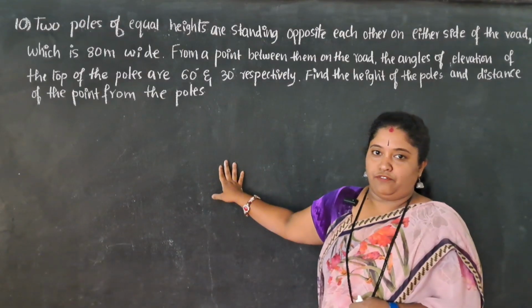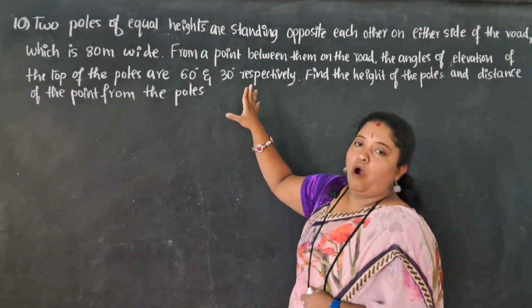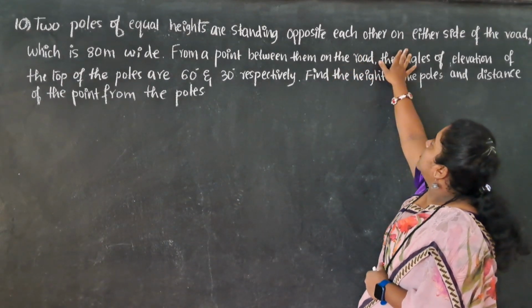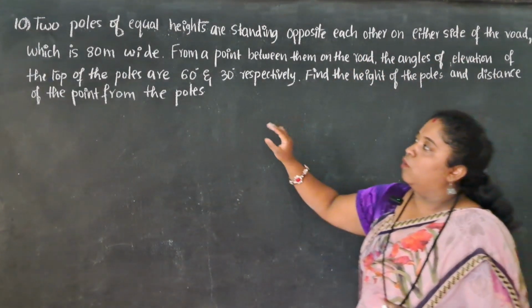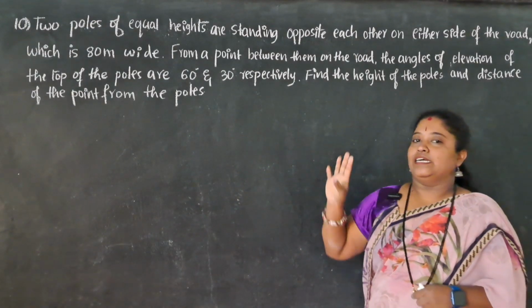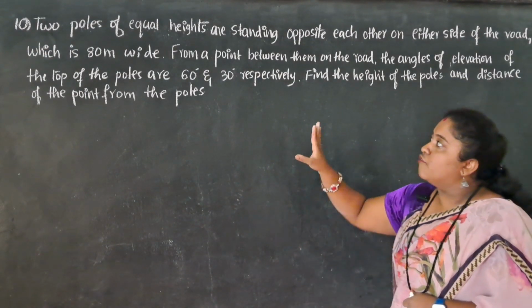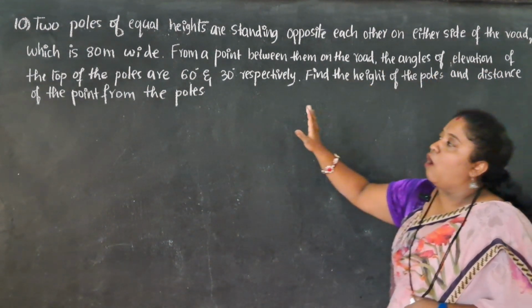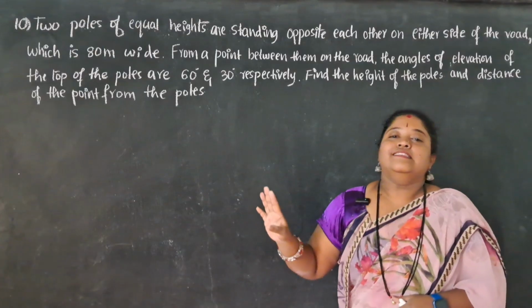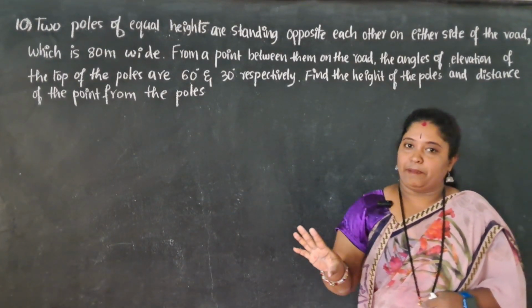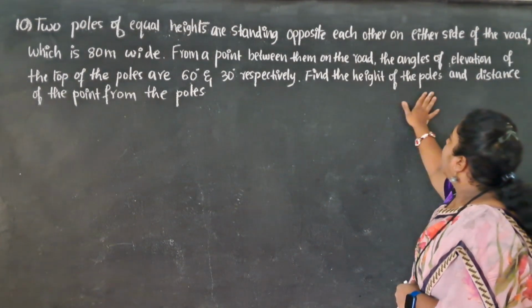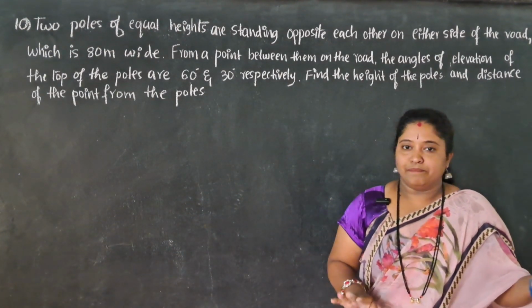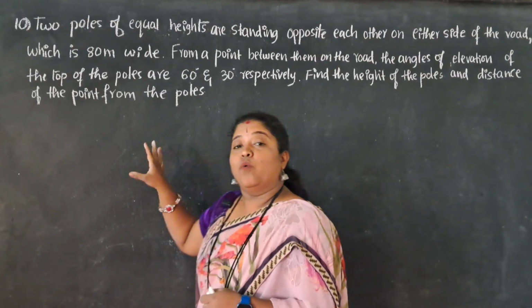First, read the question carefully. Two poles of equal heights are standing opposite each other on either side of the road, which is 80 meters wide. From a point between them on the road, the angles of elevation of the tops of the poles are 60° and 30° respectively. Find the height of the poles and the distance of the point from the poles. Fine. Now first, what will we do?